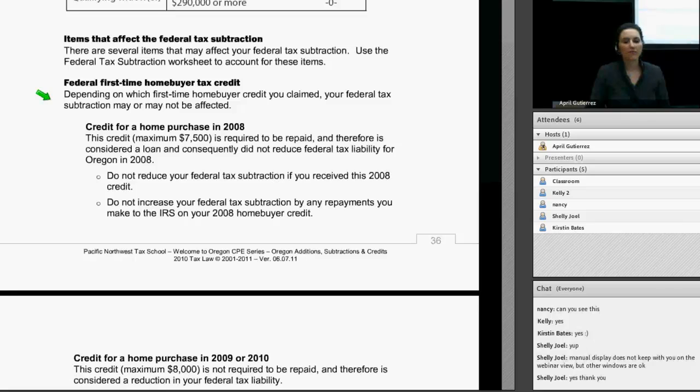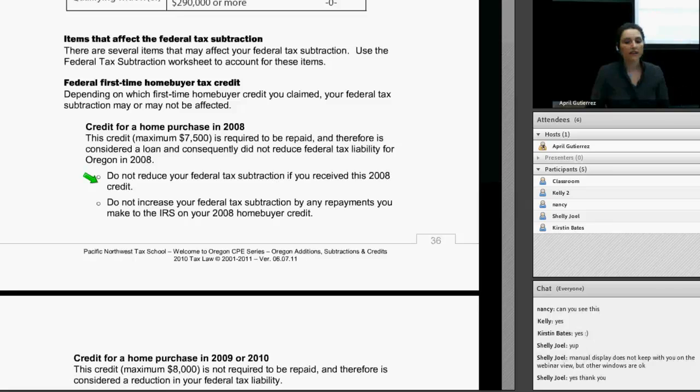Depending on which first-time homebuyer credit you claimed, your federal tax subtraction may or may not be affected. If you claimed the credit for a home purchase in 2008, this credit, which was a maximum of $7,500, is required to be repaid and therefore is considered a loan, and consequently did not reduce the federal tax liability that you were able to deduct on your 2008 Oregon return. That means that you do not reduce your federal tax subtraction if you received this 2008 credit back in 2008.